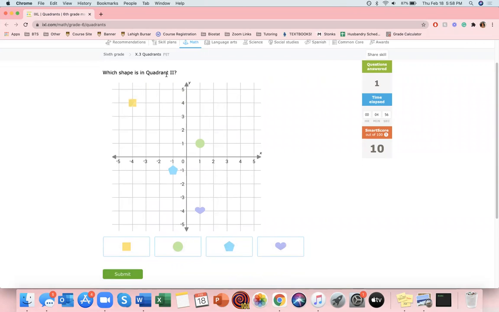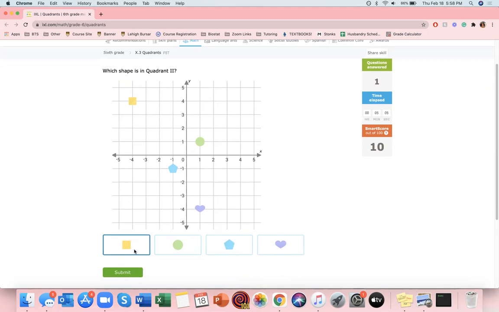One more time. Which shape is in quadrant 2? So this is the first quadrant, second, third, and fourth. The one in the second quadrant would be this yellow square.